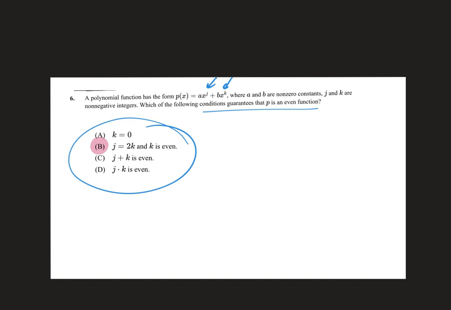So k being 0 means that this is gone. It could be an even function if j was also even, but it doesn't say that, which means j might also be odd. And so that one doesn't work. J plus k is even. If I took my exponents and I said 2 plus 4, that's 6. But what if my exponents are 3 and 3? The sum is also even, but the actual exponents are not, right? J times k is even, so something like 2 times 3 would also give me an even product, but the individuals are not both even.